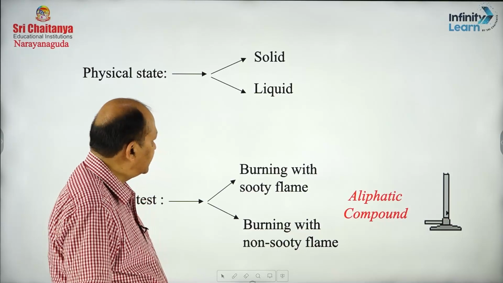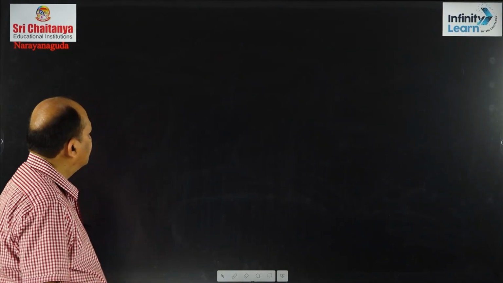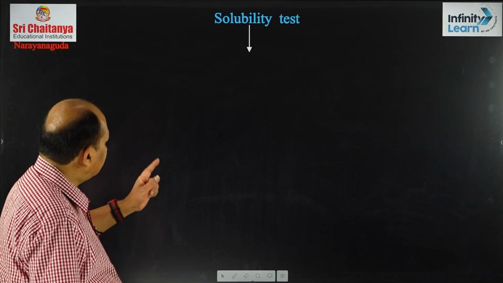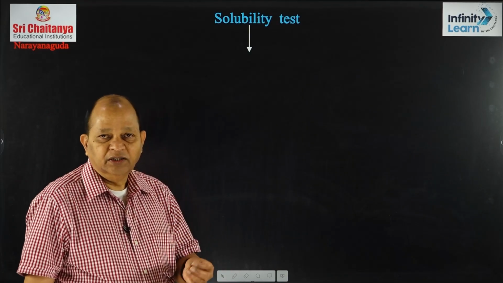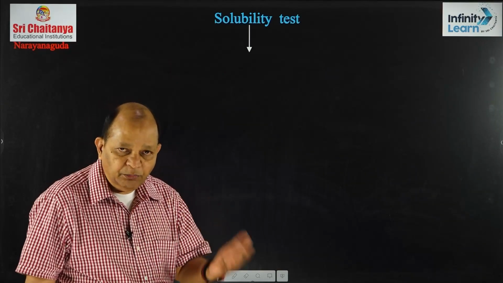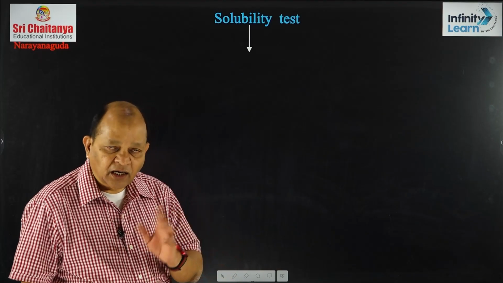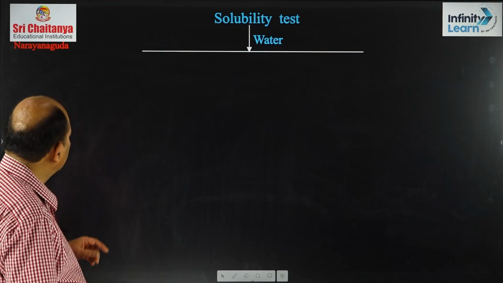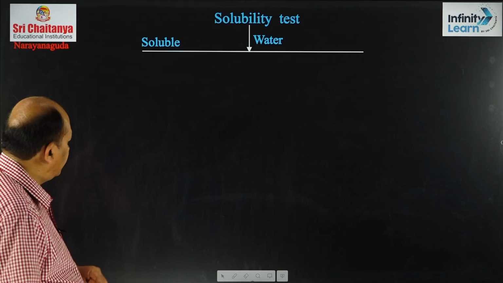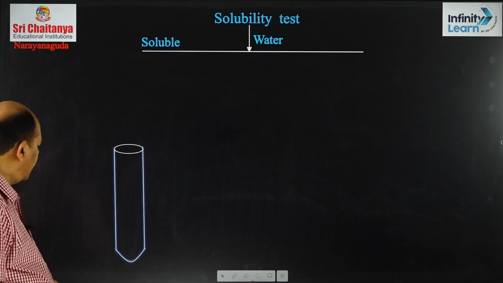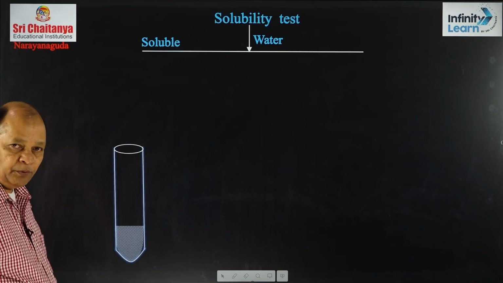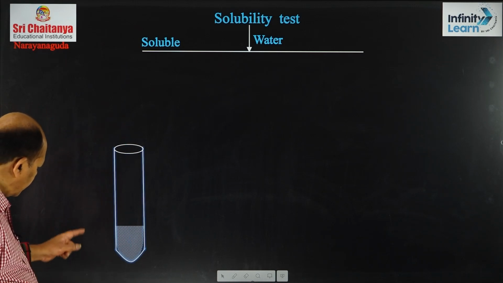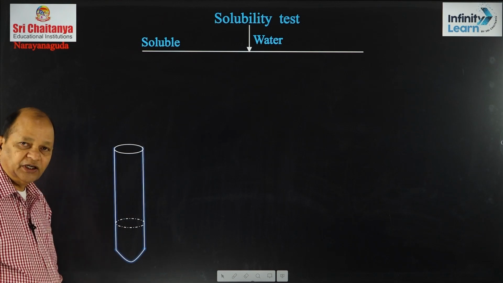Next, we have to go for solubility. First of all, you have to understand what solubility is. In the solubility test, with the help of water, I will give you some clarity regarding what we mean by soluble and what we mean by insoluble. Here you have taken a test tube, filled with the organic compound, and you are adding water. If the compound is soluble, you will get a very clear solution like this.